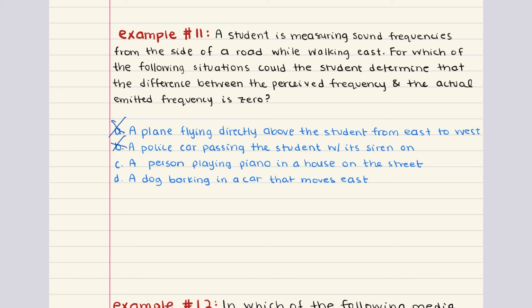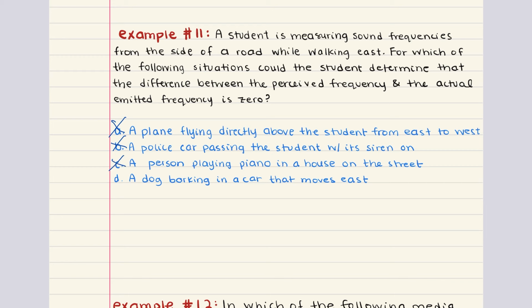C says a person playing piano in a house on the street. In this case, the piano is stationary, but the student is moving. So although the sound source isn't moving, the student's movement towards or away from the sound may cause a Doppler shift. As the student moves east past the house, there could be a slight Doppler effect as they move towards and then away from the house. So C is also incorrect.